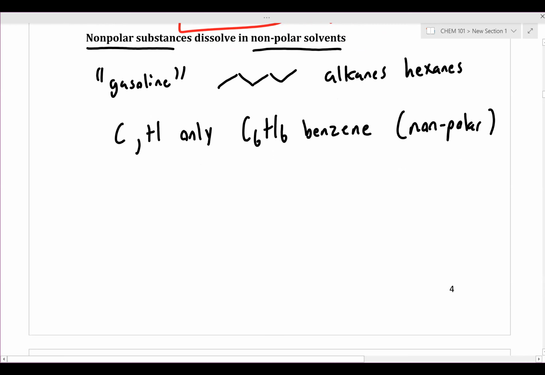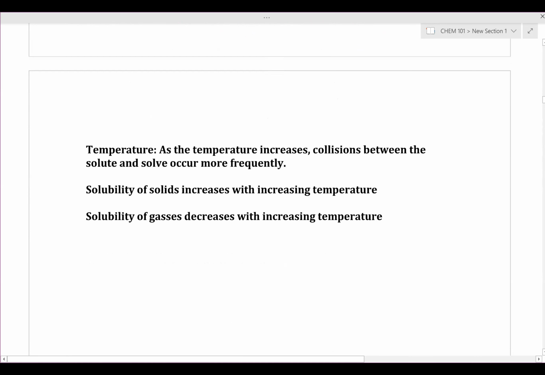Okay, so we have a sense of what polar molecules look like and what non-polar molecules look like. Let's talk about the terms we use to describe solutions and the metrics we use to describe solutions.